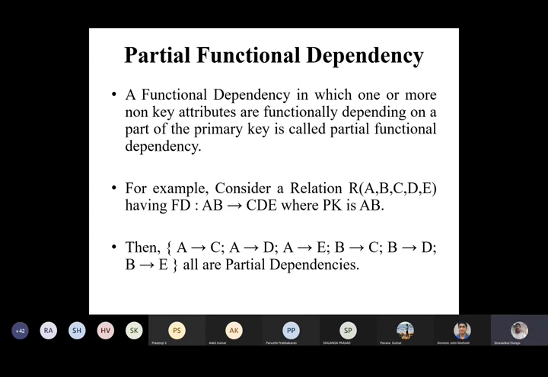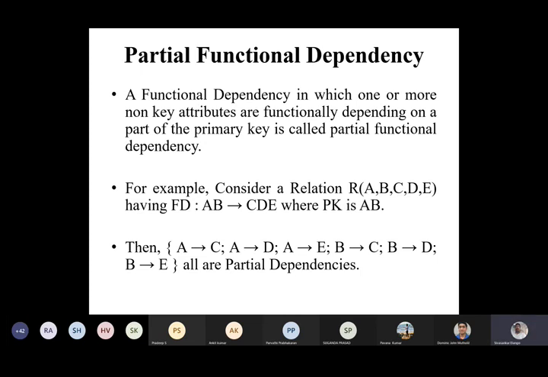So for example, consider a relation R with attributes A, B, C, D, and E having the functional dependencies AB determines C, D, E, where AB is the primary key. However, there exist some partial dependencies such as A can determine C, A can determine D, A can determine E, or B can determine C, B can determine D, B can determine E. So they are known as partial functional dependency, right?